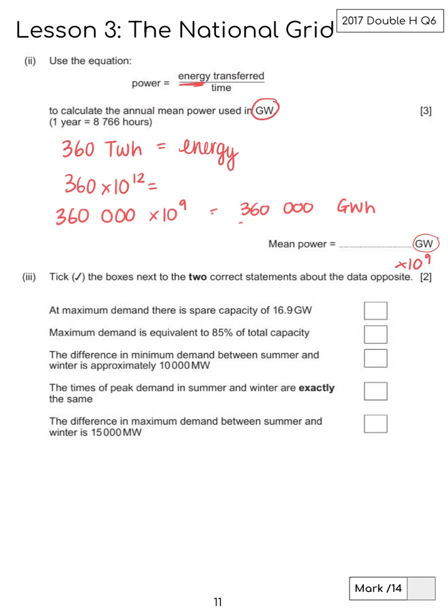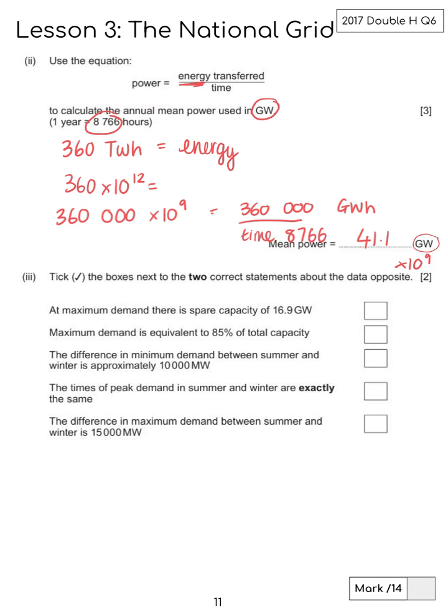And then we're going to divide that by the time, and the time in hours is just for 1 year, so it's actually going to be 8766 hours. And the answer that you get is 41.1 gigawatt hours. Very hard question, don't worry if it's a bit confusing.